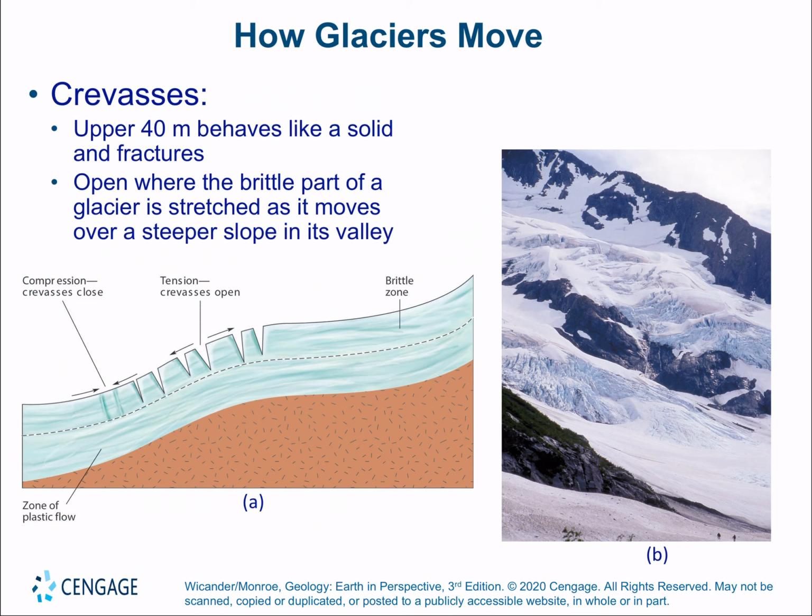So you can see in this first picture, picture A, how the crevasses open up where that brittle part of your glacier is stretched. Notice the tension that you're seeing here, where it's being pulled apart. This picture B is showing some crevasses on a glacier that's in Alaska. Okay, this is going to end part 1 of chapter 13.